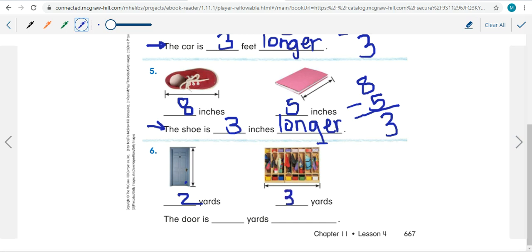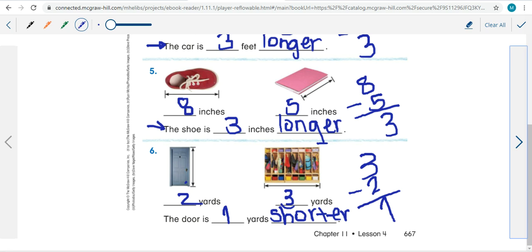So the door, how are we going to find the difference? We're going to subtract 3 minus 2, okay? How much is 3 minus 2? The answer is 1. So the door is 1 yard shorter, okay? Because look, just by looking at the measurements, we can see that this furniture is longer. So the door is shorter. Okay? Turn your page.